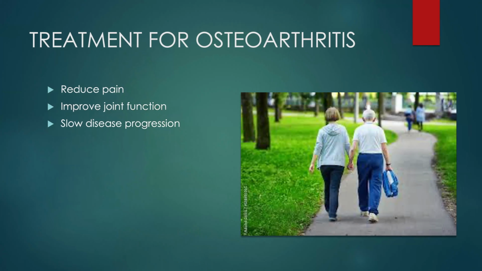The point of treatment is not to fix it, because you can't fix wear and tear, right? There's no pill, there's no treatment you can take that makes the cartilage grow back, that puts the joint back to what it used to be like. So the goal of treatment for arthritis is to reduce pain, to improve joint function so that you can do more things with less pain, less stiffness, and to slow disease progression, to try to stop it from getting worse.